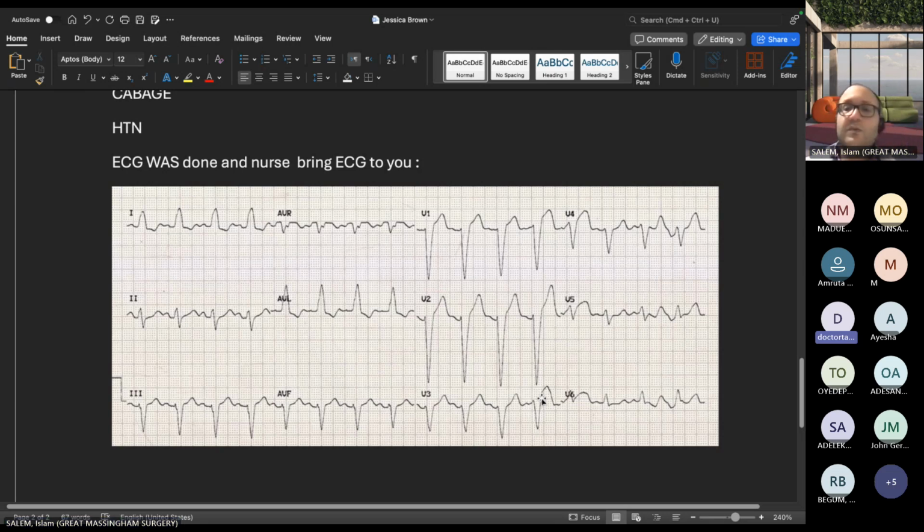From my side, I would consider it a new left bundle branch block, and I will probably have to send this patient away to the A&E, because it might be a new MI, most likely a new MI, given the shortness of breath.